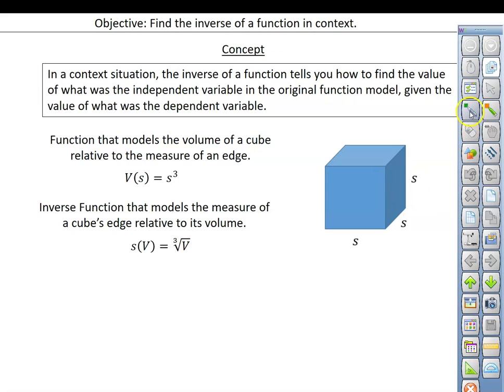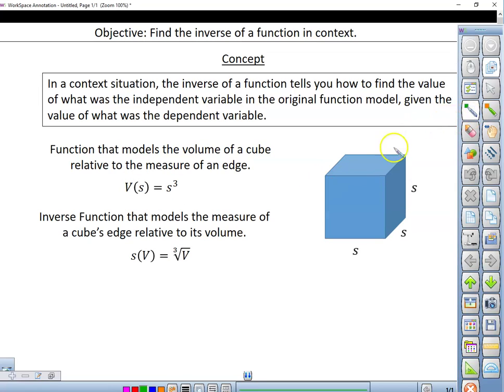So if we have an equation or function that models a real situation, such as in this case we have an equation or function here that models the volume of a cube in terms of its side length s. So s times s times s, or s cubed. And so this one models the volume of a cube.